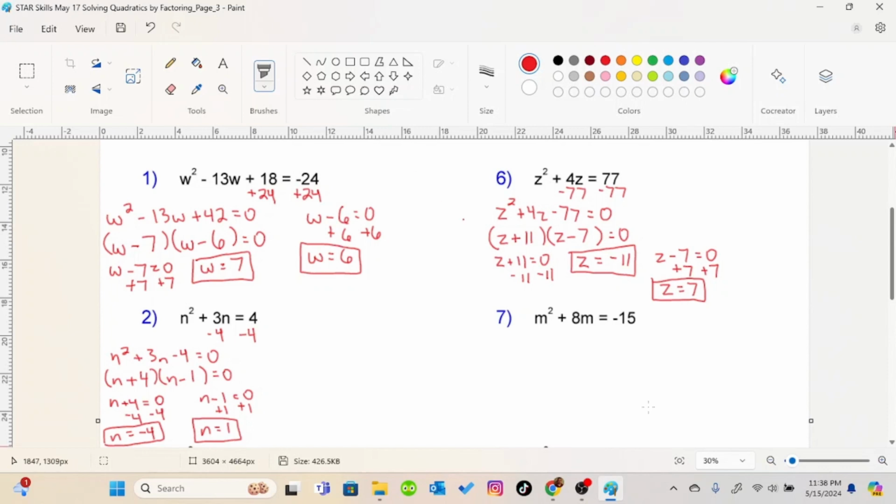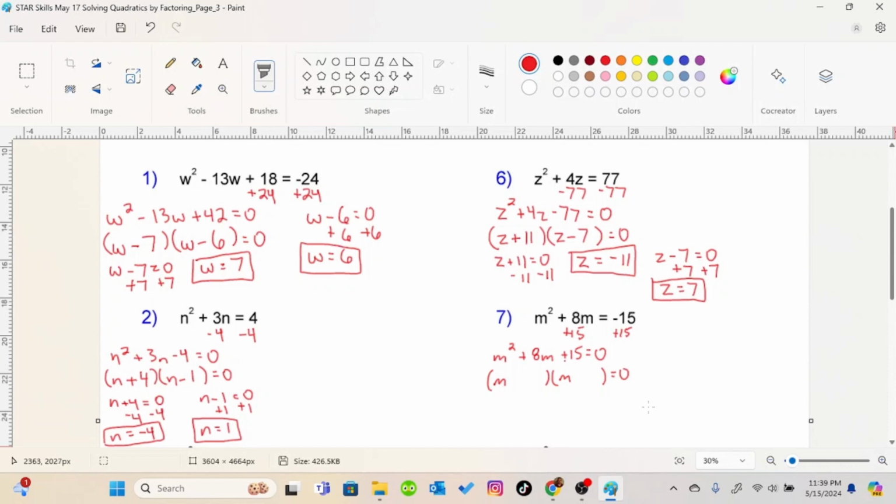Number 7. We're going to add 15 to both sides so that we have m squared plus 8m plus 15 equals 0. Now that it's set equal to 0, we can find the factored form. M squared is m times m.